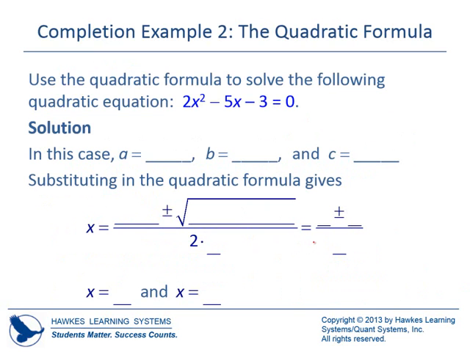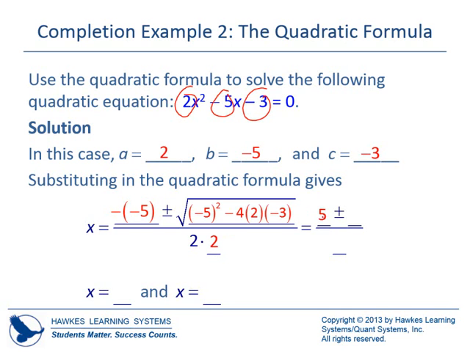And so here we've got another one, basically looking at our values for A, B, and C, and then plugging everything in. And so negative 5 squared minus 4 times 2 times a negative 3 gives us 7. And so when we're done, we got 2 values.